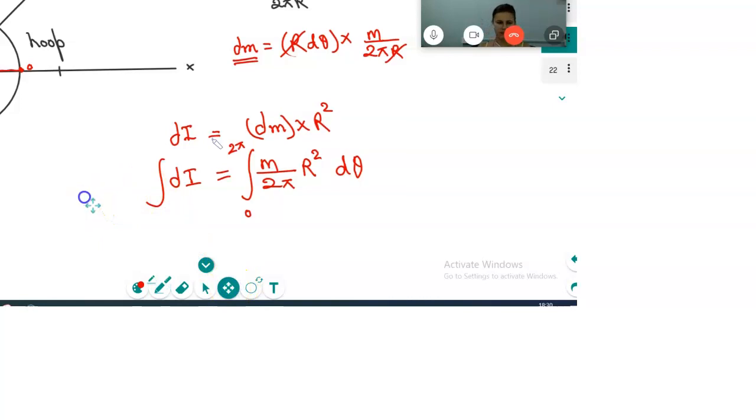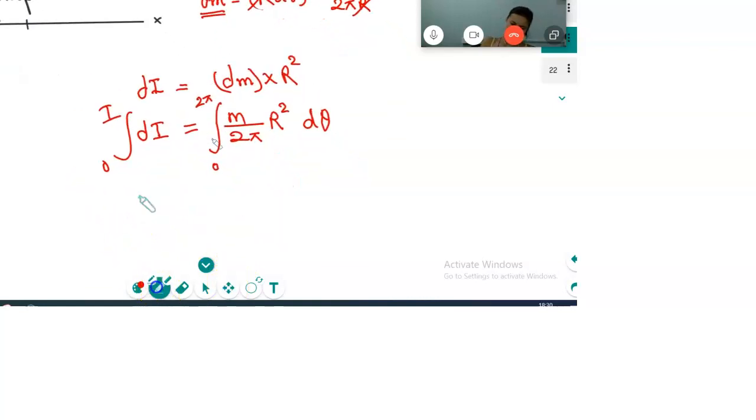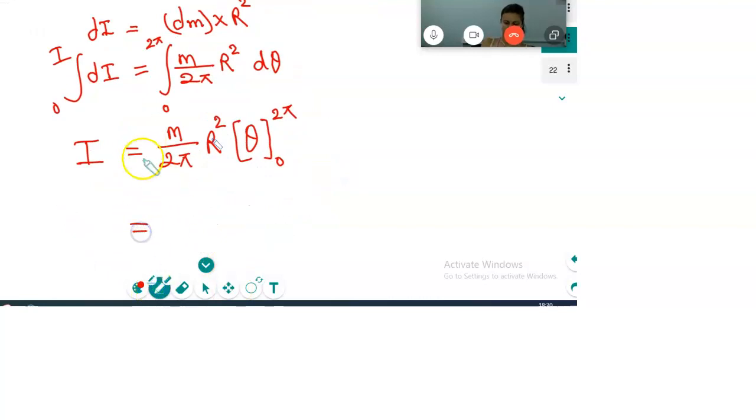And the limit of dI is I. So it is going to be I equals M by 2 pi. M is constant, 2 pi is constant, r square is constant, d theta. What is the integration of d theta? Theta. What will be the limit? 0 to 2 pi. Very good. See, if you do it this way, we will finish the physics very fast.